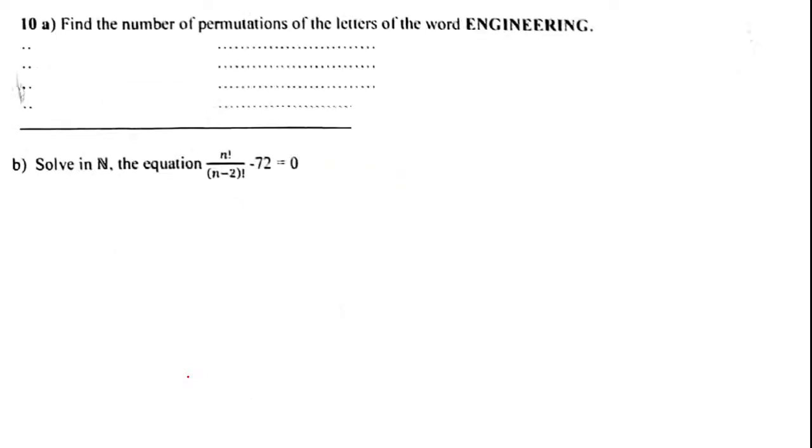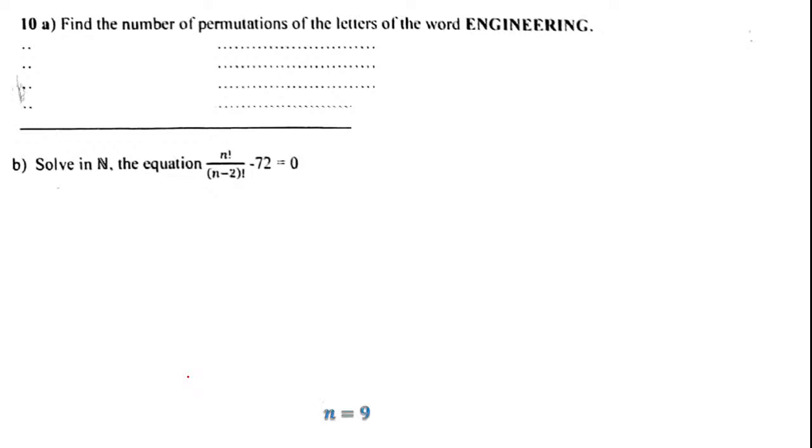And the last question for the day: find the number of permutations of the letters of the word engineering. The number of permutations is given by n factorial, provided no letter repeats. But here we can see E repeating, G repeating, I repeating, and N repeating. And whenever letters repeat like this, we divide that n factorial by the factorials of the number of times each letter repeats.